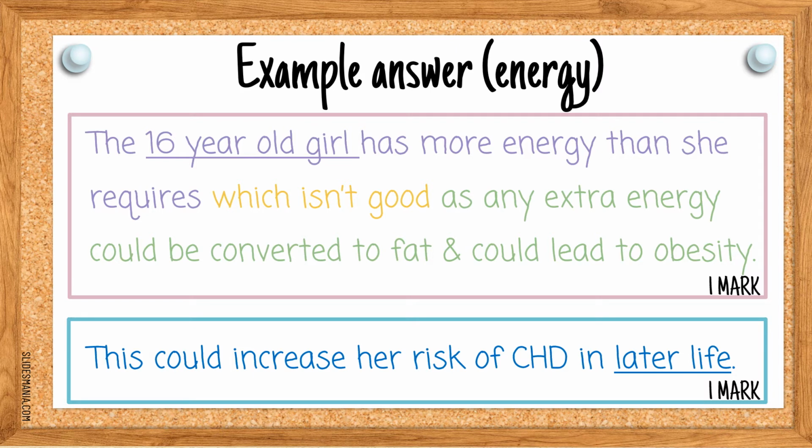We've also been specific to the person in the question because we've mentioned this 16-year-old girl. We've then went on to develop this answer and we've said this could increase her risk of coronary heart disease in later life. So again, we've been specific to the girl, the person in the question, by saying that she's going to develop CHD in later life if she continues with this excess energy intake. So that's how we could get 2 marks for energy.